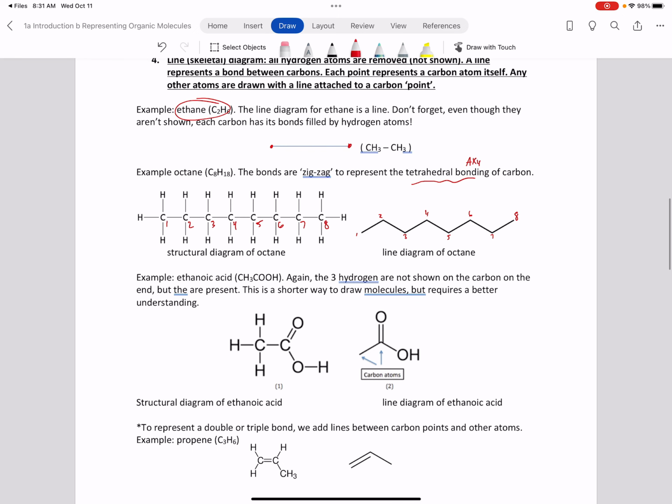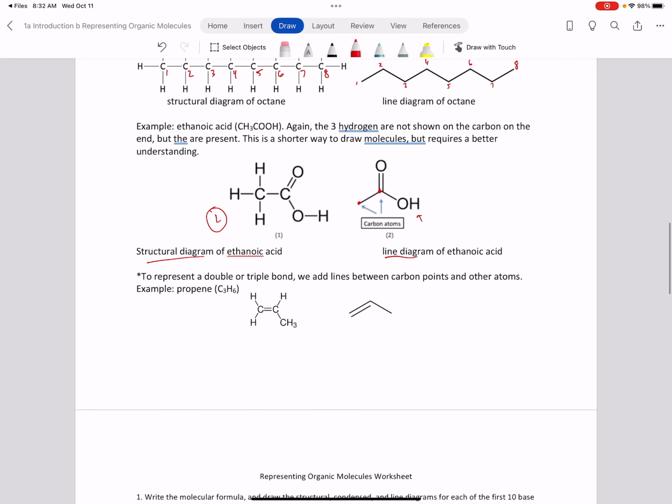So now if we go to ethanoic acid, where there's more than just carbon and hydrogen, we can see that there's oxygen. So on the left here, you can see the structural diagram, and on the right, you can see the line diagram. So the carbons have been replaced with points or bends in the line, and then the other atoms have been shown. So that's a property of the line diagram, where we just ignore hydrogens that are bound to carbon. You can see that the hydrogen on the oxygen is still there, and we replace the carbons with dots and bended lines to simplify the structure.